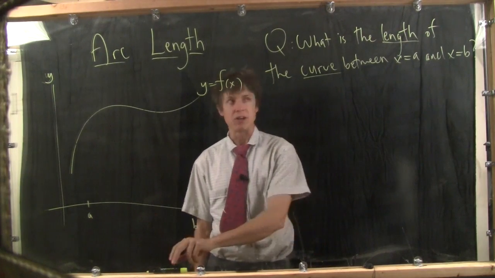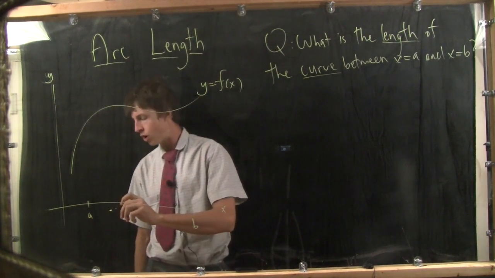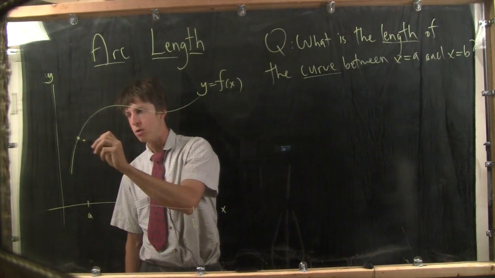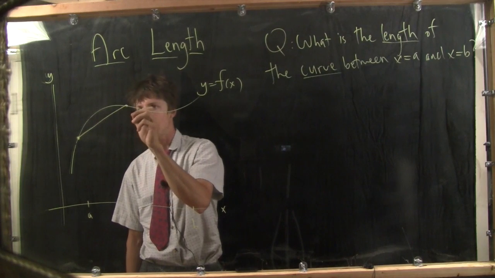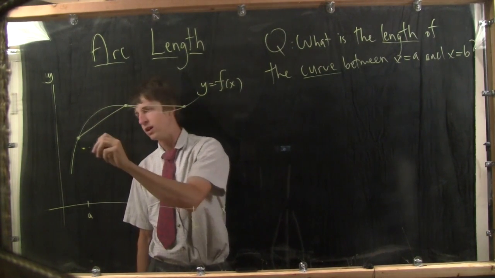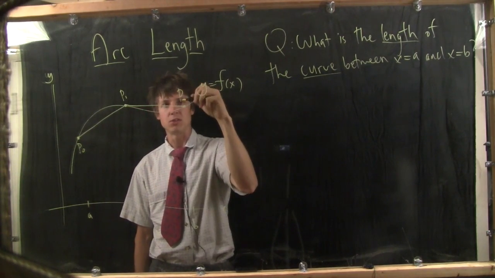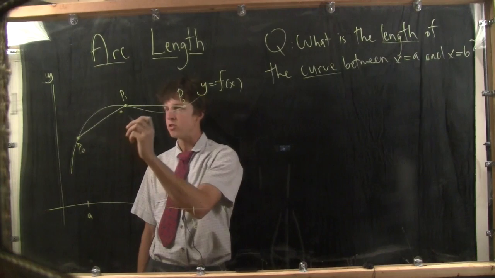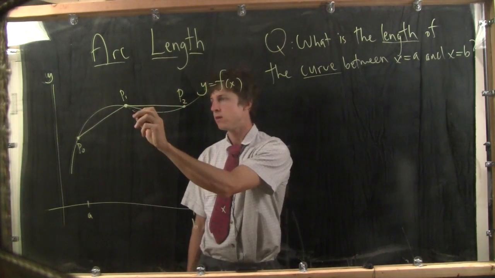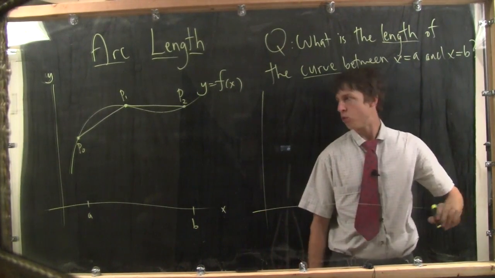Humans, I said, are very good at measuring straight lines. So one thing we could try is to go up here to the curve and put in some straight lines. Here I have a point P0, here I have a point P1, here I have a point P2. Now it's really easy to measure the length of that straight line and the length of that straight line. Well, you could do better by putting in more straight lines.